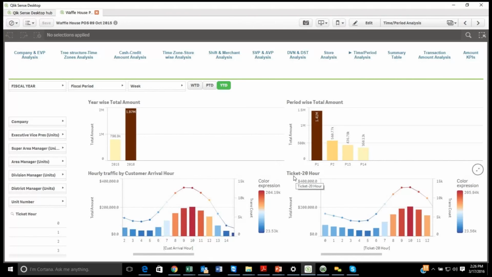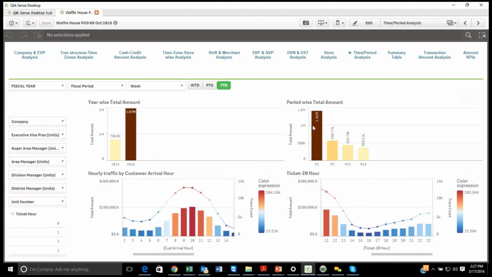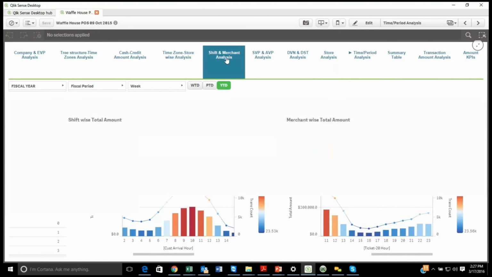So what we have done is, based on what kind of restaurant you are, you can set that you want to look at T minus 20, T minus 30, T minus 45. What is the average time you expect your customer to spend in your restaurant? So we look at ticket minus 20, or ticket minus 30, and we take that as the customer arrival time. That's how you're analyzing this by hour, and you can also look at different shifts.